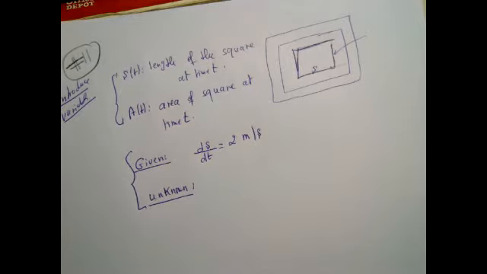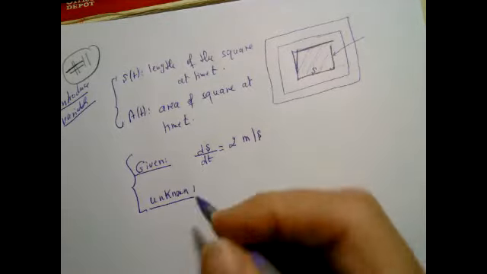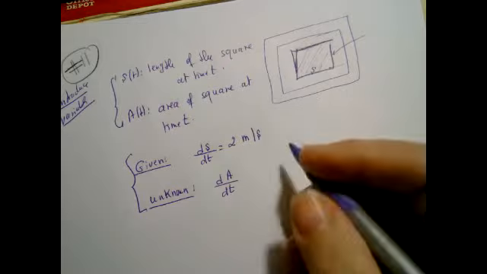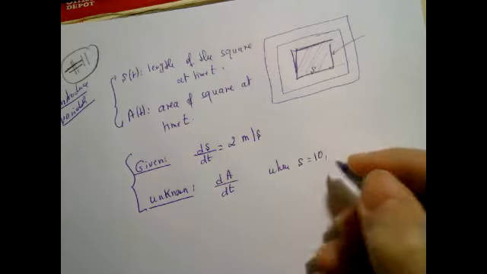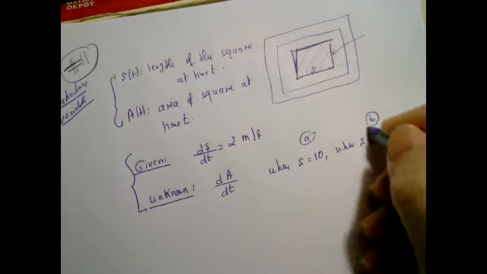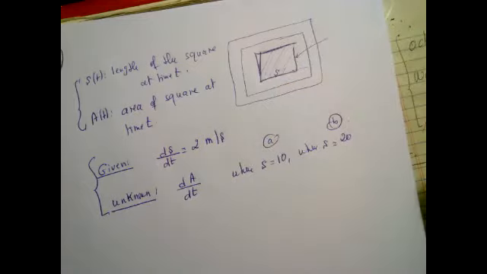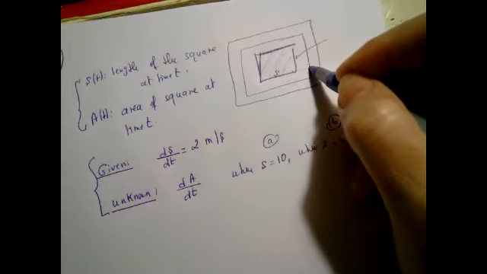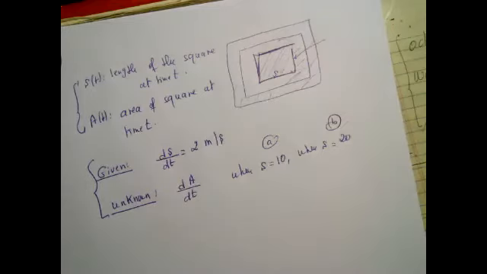Now, what do they want me to find? As the side increases, the area is increasing, and they want me to find how fast the area increases with respect to time. And they want me to do that for when S is 10, that's part A, and then when S is 20, that's part B. And this is like yesterday, the area doesn't increase by the same rate. S increases at the same rate, but the area is increasing at a faster rate. It's increasing more and more with time.